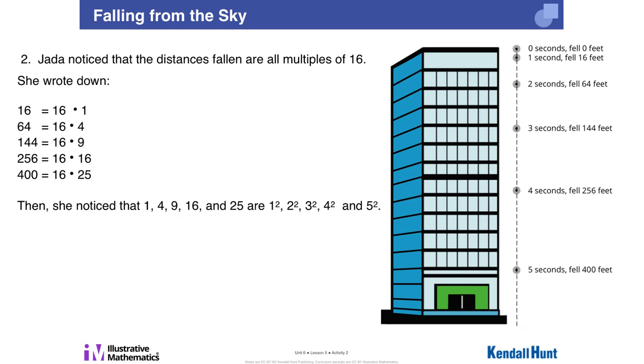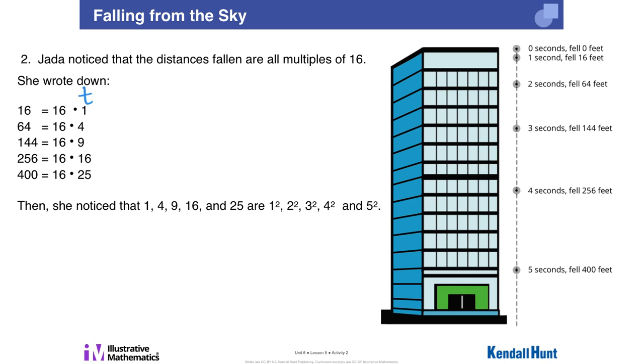Now we have Jada looking at this problem, and she wrote down that all these numbers are multiples of 16. So 16 is 16 times 1, 64 is 16 times 4. So she noticed that 16 goes into all of them. And then she noticed that these 1, 4, 9, 16, 25 are perfect squares. It's the same as 1 squared, 2 squared, 3 squared, 4 squared, and 5 squared. And those numbers correspond to our time.